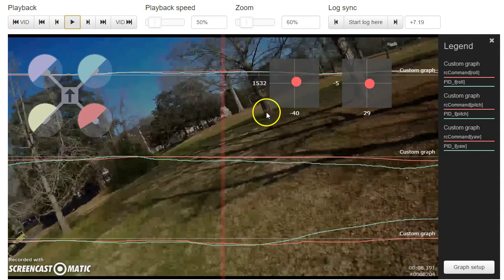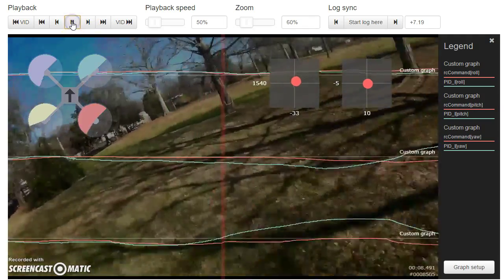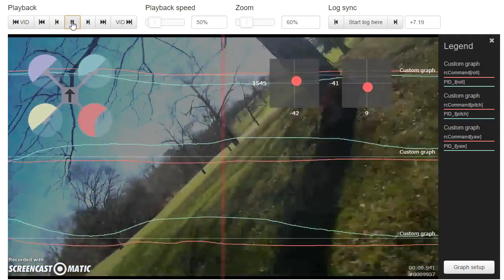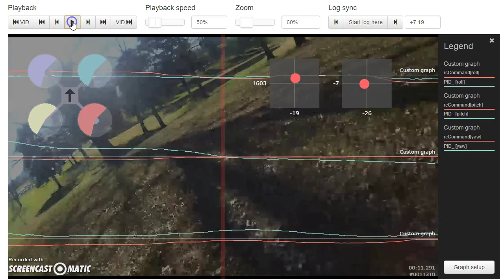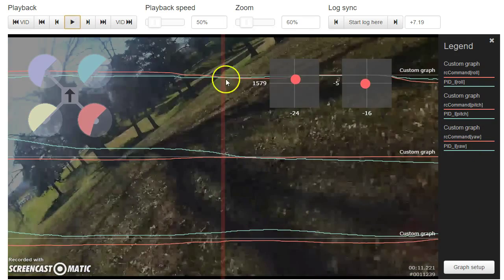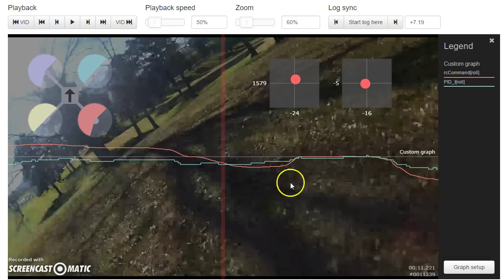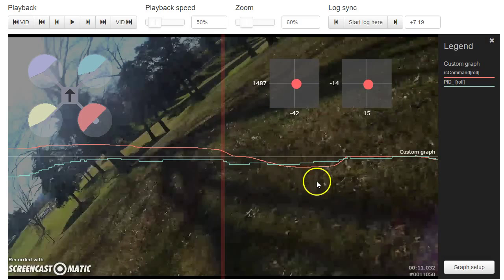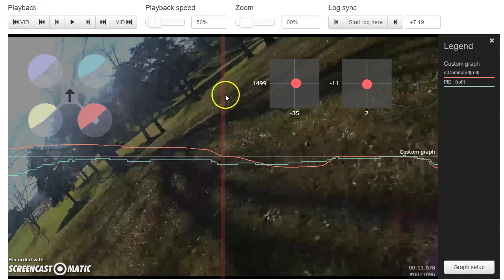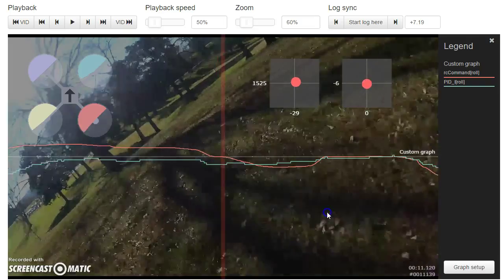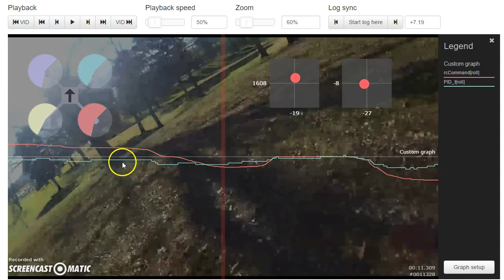Here I am going into a turn, and I'm going to be turning around this tree right here. Let's just watch that turn at 50% speed real quick. Let me make this bigger. I've got all three of them up. What we're going to do is ask ourselves, where's the moment that that turn has ended? Where do we stop commanding additional turn? And of course, that moment is going to be when the roll stick returns to zero, right?